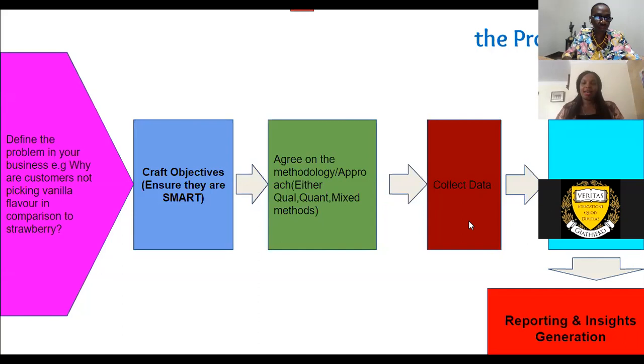Once we have the data, then we analyze it. And once we do the analysis, then we generate a report and what we call the insights. So that is the simple process of carrying out a market research project.